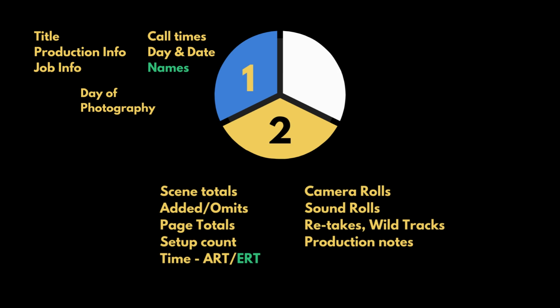Okay, so section 2 has a lot of information. Here we're going to have the scene totals, the added and omitted scenes, the page totals, the setup count, the time, including the actual running time, ART, or the estimated running time, ERT, camera rolls, sound rolls, retakes, wild tracks, and production notes. The reason ERT is in green is that you may or may not put the estimated time in there, because if they didn't ask for a timing of that particular script, whether it's episodic or a feature, then you're not going to include it. So that may or may not be there.